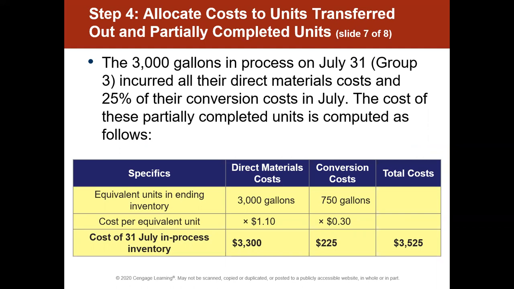is the 3,000 gallons times the materials of 110, and then the conversion, which was 750 equivalent units, times the conversion cost of 30 cents per equivalent unit. So that's the cost of our July in process inventory.